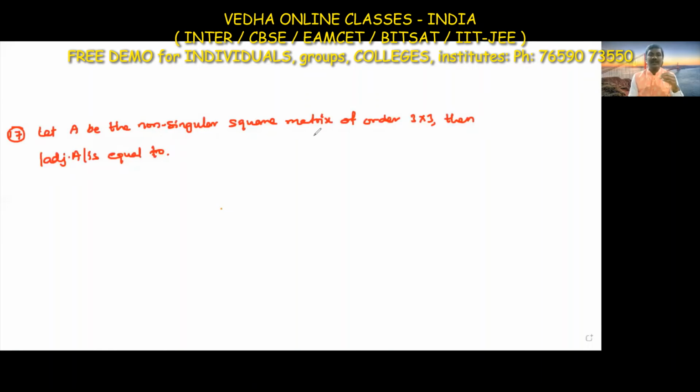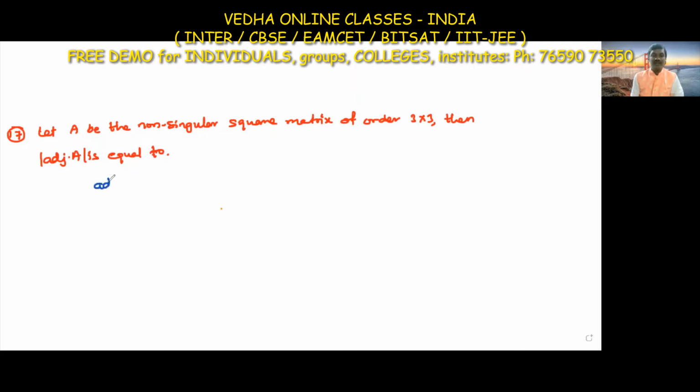Let A be a non-singular square matrix of order 3 by 3. Then det of adjoint A is equal to what? This is the question. Okay, so we have the formula. In the same exercise, in questions 3 and 4, we discussed the formula.